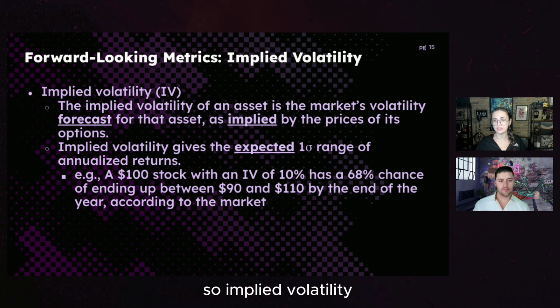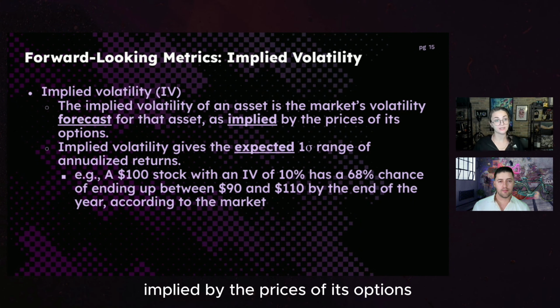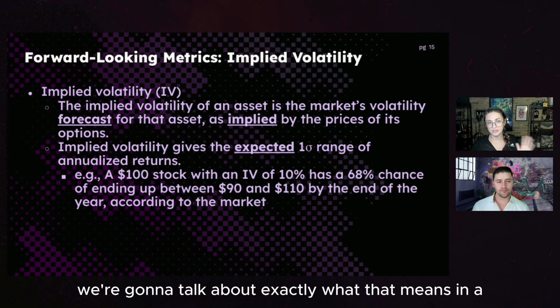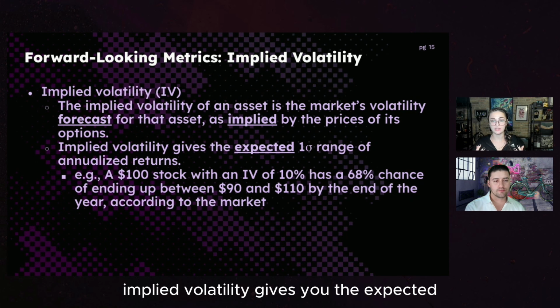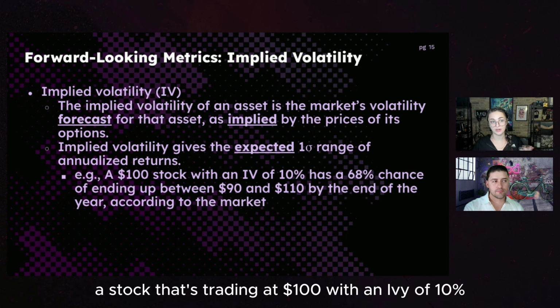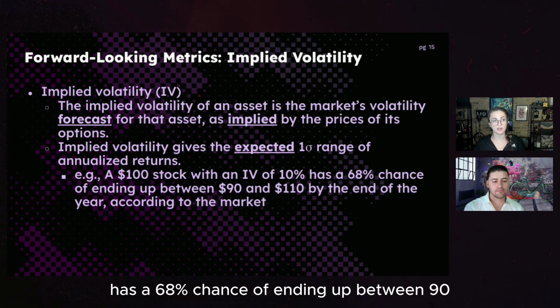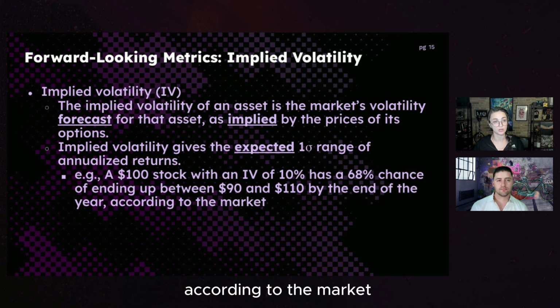Implied volatility of an asset is the market's volatility forecast for the asset, implied by the prices of its options. We're going to talk about exactly what that means in a minute, but basically implied volatility gives you the expected one standard deviation range of annualized returns. So for example, a stock that's trading at $100 with an IV of 10% has a 68% chance of ending up between $90 and $110 by the end of the year, according to the market.